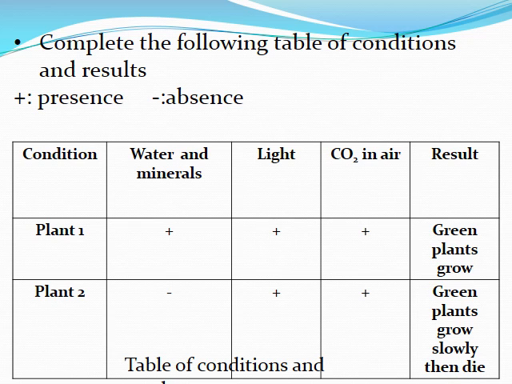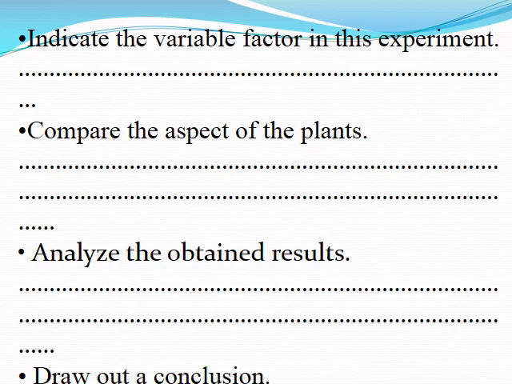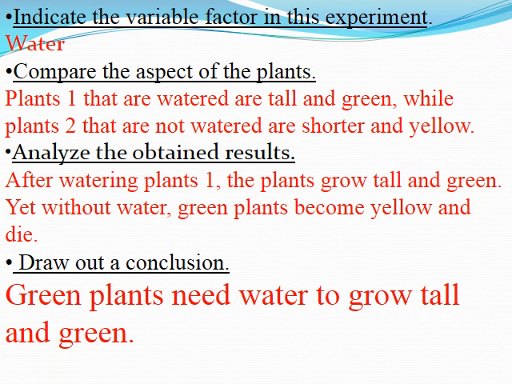So, the table of conditions and results. Plant 1, water exists, while plant 2, no. Light exists in both of them, CO2 in both of them. Green plant 1 grows normally, while plant 2 grows slowly, then will die. So indicate the variable factor in this experiment. Compare the aspect of the plants. Analyze and draw out a conclusion.